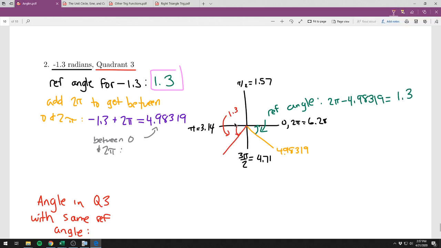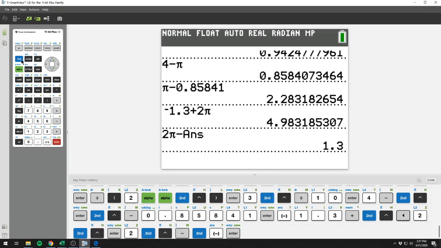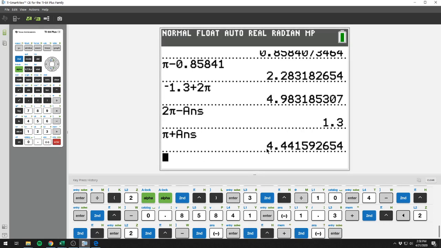Since this angle is 1.3 past pi, and when I say past pi, we're thinking counterclockwise is positive, so we're going past pi. We've got pi plus 1.3. And if you do pi plus 1.3, or do your answer thing again, we get 4.44159.